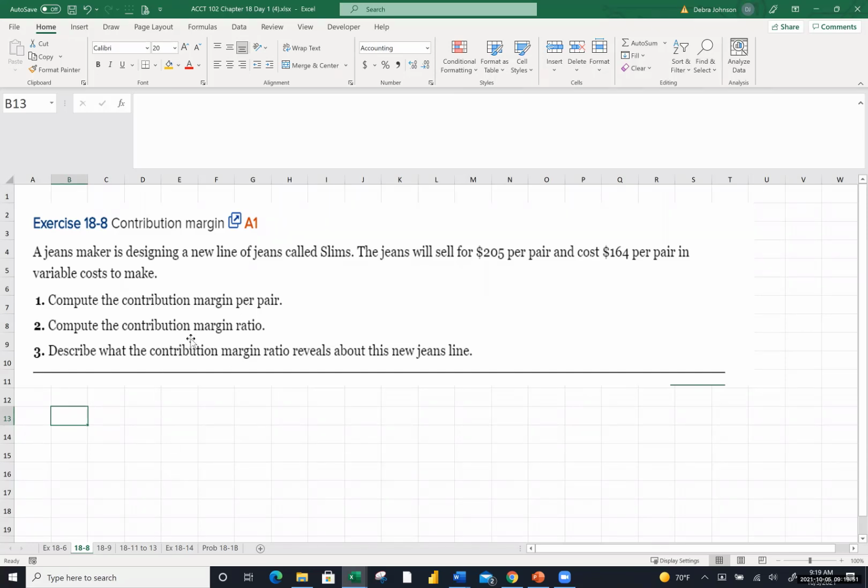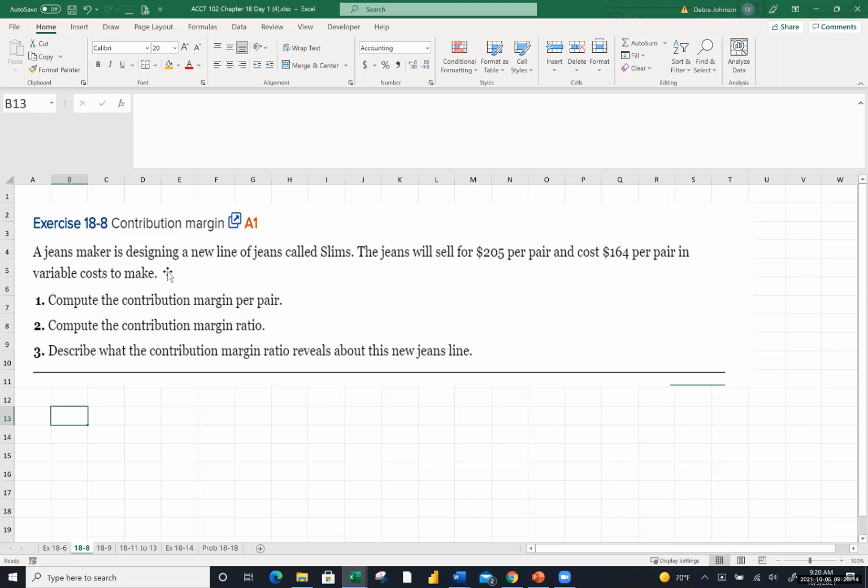Okay, a jeans maker is designing a new line of jeans called Slims. The jeans will sell for $205 per pair. Wow, that's a big selling price. It slims out your wallet. Yeah, it does. And it costs $164 per pair in variable cost to make.